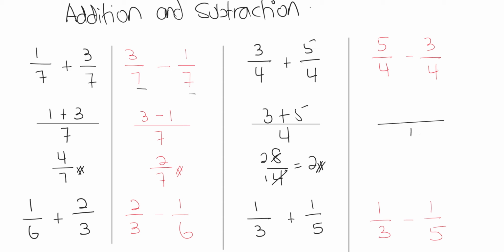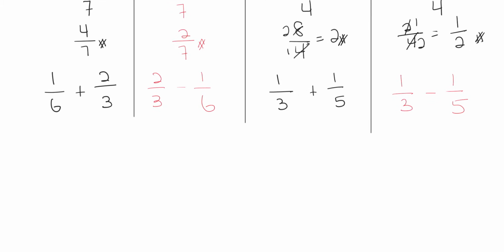Okay, here, same thing. Denominators are common. 4 I copy and I subtract the numerators. So 5 minus 3 is 2, 2 over 4, which I can simplify because 2 and 4 have common factors. The highest common factor is 2. Divide by 2 is 1. Divide by 2 is 2. Therefore, the simplified version of that is 1 over 2. All right, let's move on.